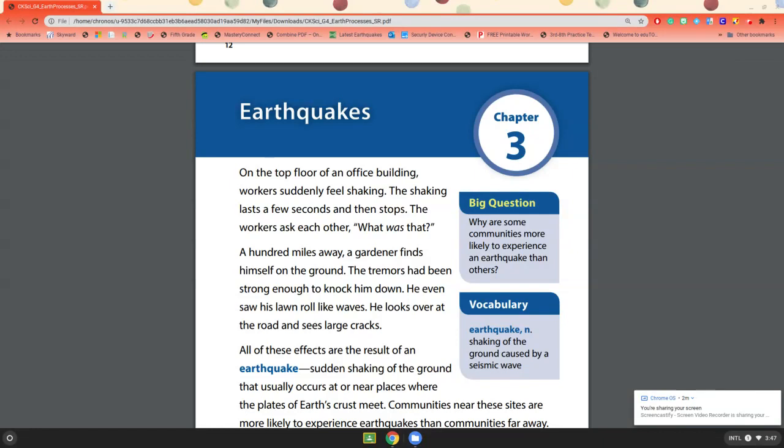We're going to be on chapter 3, earthquakes. On the top floor of an office building, workers suddenly feel shaking. The shaking lasts a few seconds and then stops. The workers ask themselves, what was that?